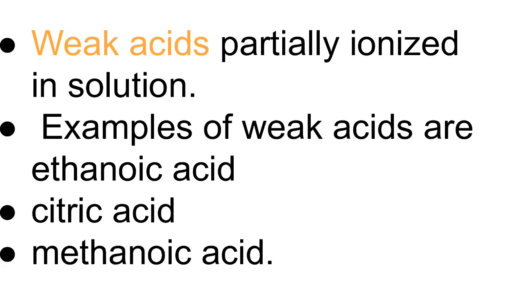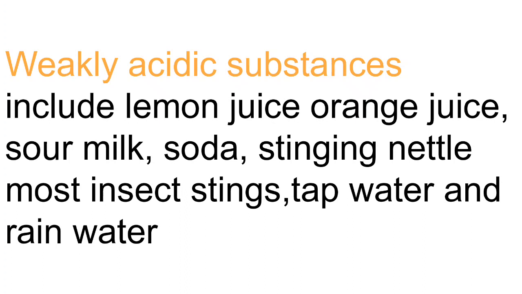Examples of these weak acids are ethanoic acid, citric acid, methanoic acid, and the others which we mentioned earlier. Now, we have some substances which we handle in our daily lives which are weakly acidic substances. Examples are lemon juice and orange juice. Those ones are weakly acidic. We have sour milk. We have soda. We have stinging nettle, and most insect stings. And also tap water and rainwater are weakly acidic substances.